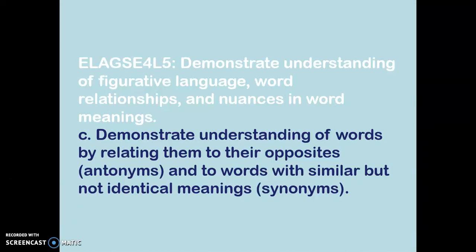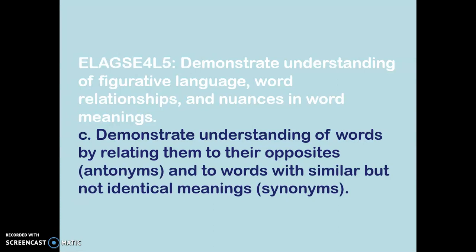Hey guys, so I'm going to show y'all a lesson that I did previously this semester on synonyms and antonyms for 4th grade. And this is the standard that was given to me. It is ELAGSE 4 L5, and it says demonstrate understanding of figurative language, word relationships, and nuances in word meanings. And the substandard is C, demonstrate understanding of words by relating them to their opposites, which are antonyms, and to words with similar but not identical meanings, which are synonyms.